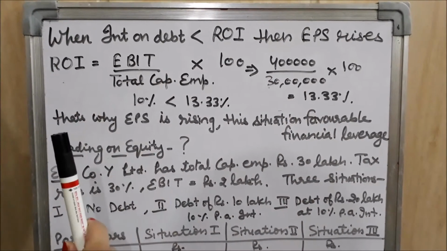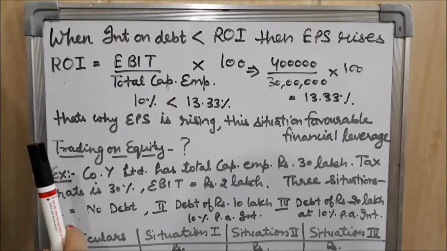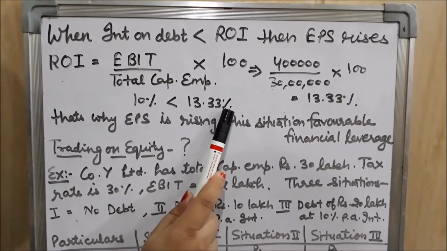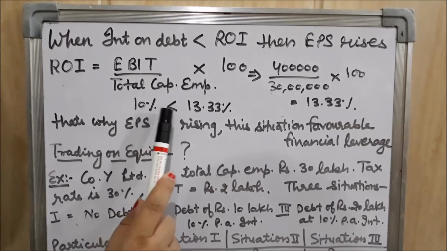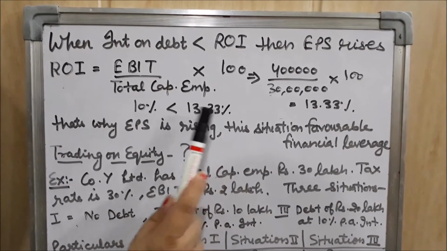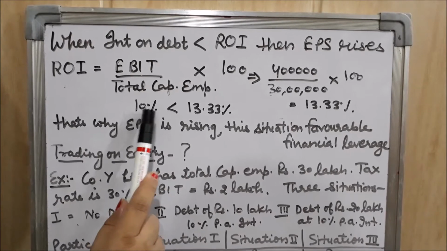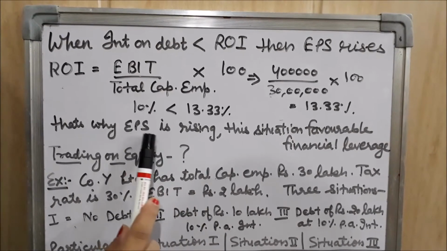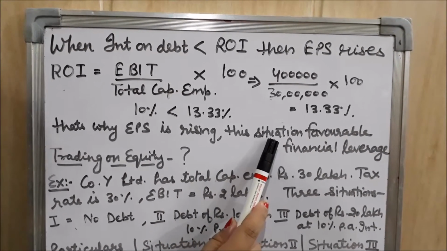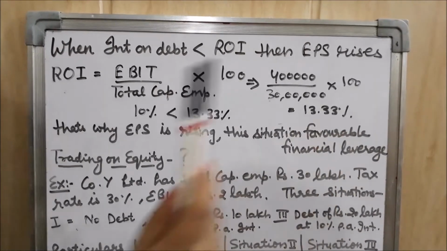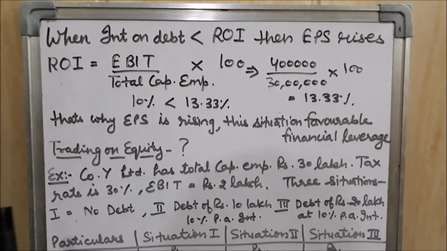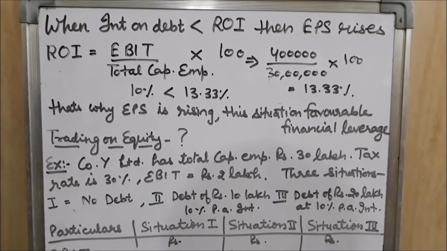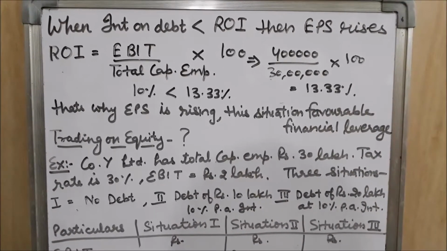13.33%. Now think, what was the rate of interest yesterday? Yes, it was 10%. So see, the rate of interest, 10%, is lower than return on investment, 13.33%. So that's why, as the rate of interest is lower than return on investment, EPS, earning per share, is rising, and this situation is called favorable financial leverage. So I think you all understood in which situation, if a firm is using debt with equity, the income of equity shareholders increases.